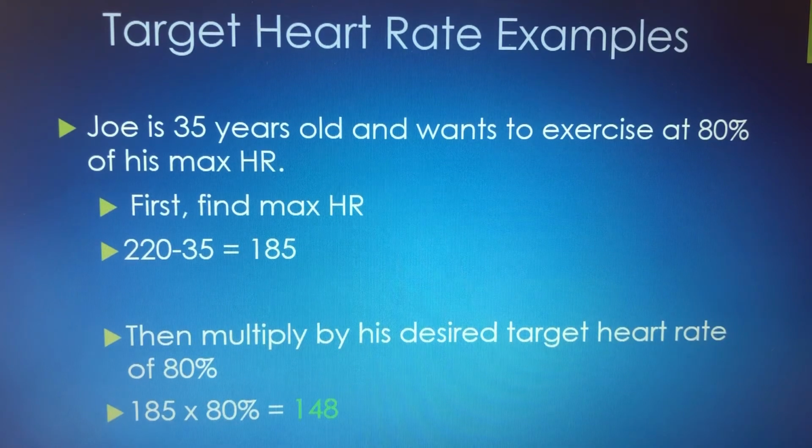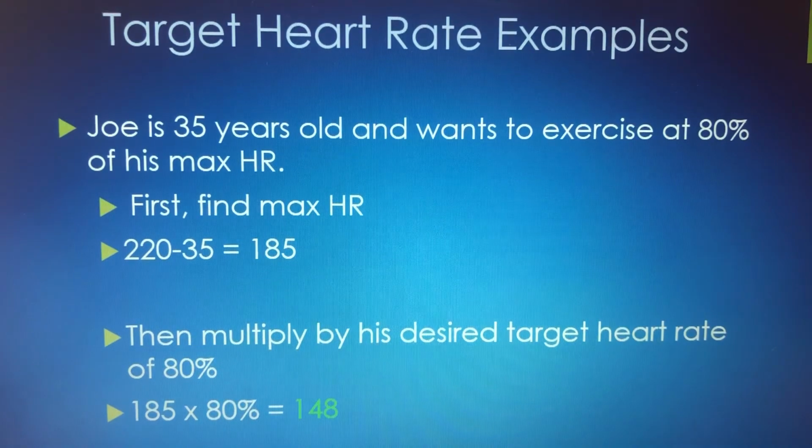So here we have a couple examples. The first one we have is Joe. He's 35 years old, and he wants to get in a pretty vigorous exercise of 80% of his max heart rate. First step is to find his max, which is 220 minus his age, 35, and that's going to give us 185. Then we're going to multiply that max heart rate times his desired target heart rate, which is 80%, and that's going to give us 185 times 80%, which is 148.